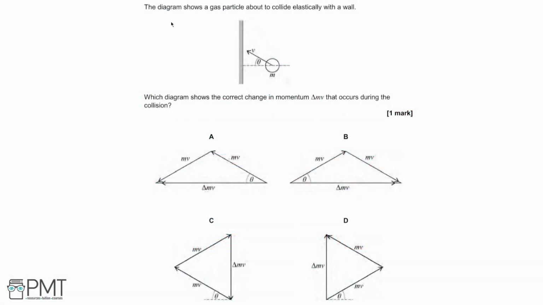This question is about momentum changes. The question says, the diagram shows a gas particle about to collide elastically with a wall. Which diagram shows the correct change in momentum, delta mv, that occurs during the collision? So, a few things to note based on the information we've been given. Firstly, because this is an elastic collision, we know that kinetic energy is conserved. In combination, we know that because the particle doesn't change to become another particle in this collision, its mass must remain the same.